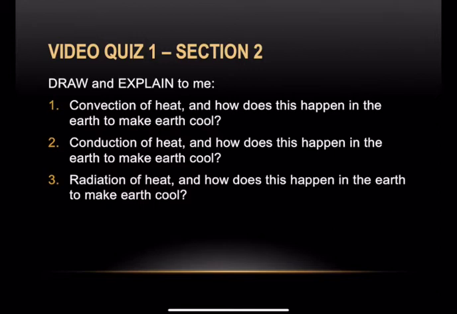Your next video has drawing. You have to draw for this one. First student will tell me about convection of heat and how convection happens in the earth to make the earth cooler. The second student will tell about conduction of heat and how conduction happens in the earth to make the earth cooler. And the third student will talk about radiation of heat and how radiation of heat happens in the earth to make the earth cooler.